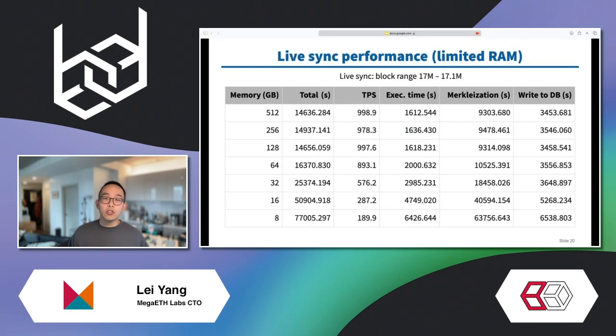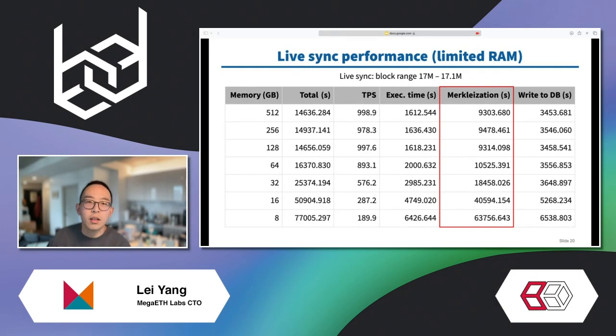So now what if the Merkle trie does not fit in the memory? Well, it gets even worse. We reran the live sync experiments under different memory limits, and the table summarizes the results. It's easy to see that the cost of merkleization far exceeds the other costs, including execution. And if we decrease the memory limit from 512 gigabytes to 8 gigabytes, merkleization is 6.9 times slower. So this results in a further 5.3 times slowdown of the overall throughput. And the throughput drops from about 1,000 to 200 transactions per second.